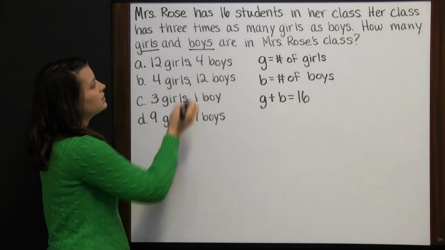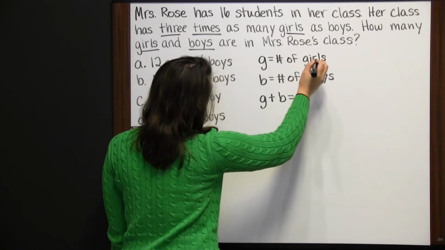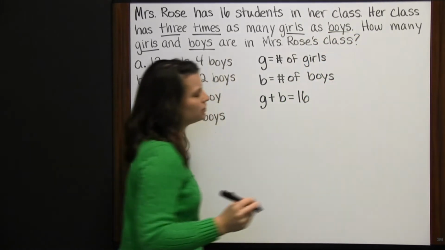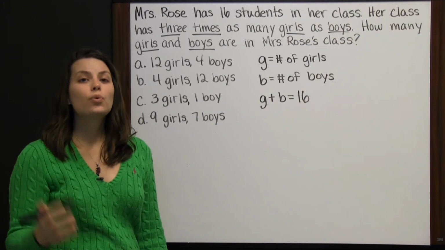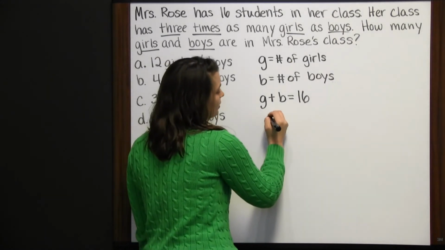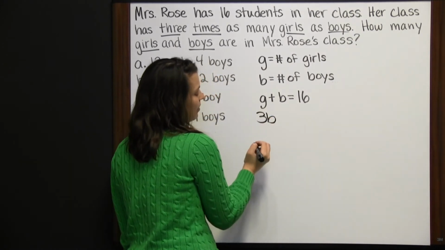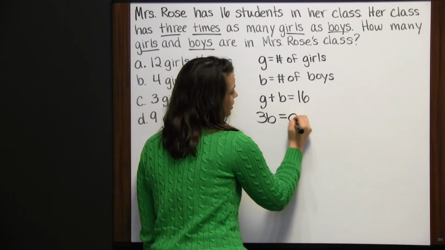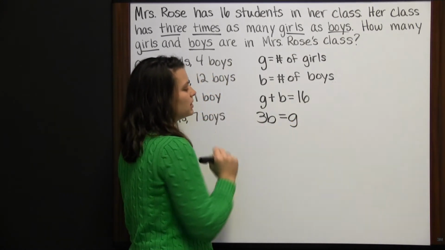The next sentence gives us another equation we can write. Her class has 3 times as many girls as boys. 3 times as many girls. That means there are more girls than there are boys. In fact, you would take the number of boys and multiply that by 3 to find the number of girls. 3 times as many girls as there are boys.